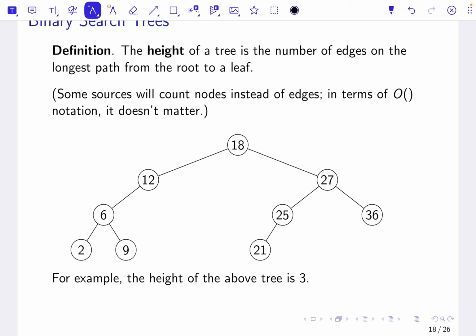For this, we use a new definition: the height of a tree is the number of edges on the longest path from the root to a leaf. This may be inconsistent with other sources, such as the optional textbook.